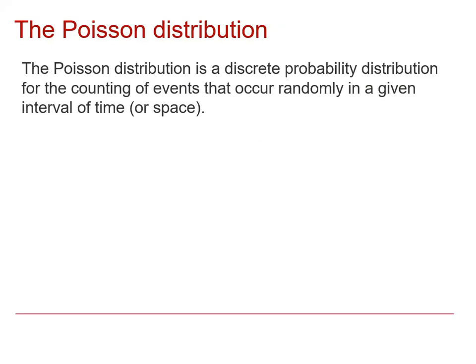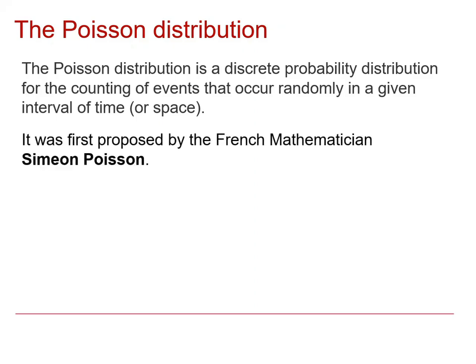The Poisson distribution is a discrete probability distribution specifically designed for the counting of these events that occur randomly in a given interval of time or space. It was first proposed by the French mathematician Simeon Poisson, hence its name.